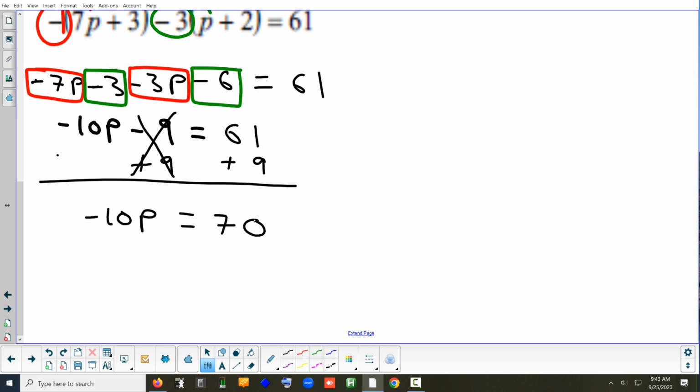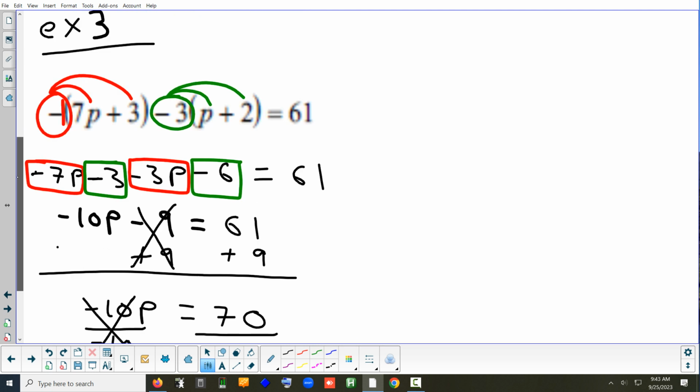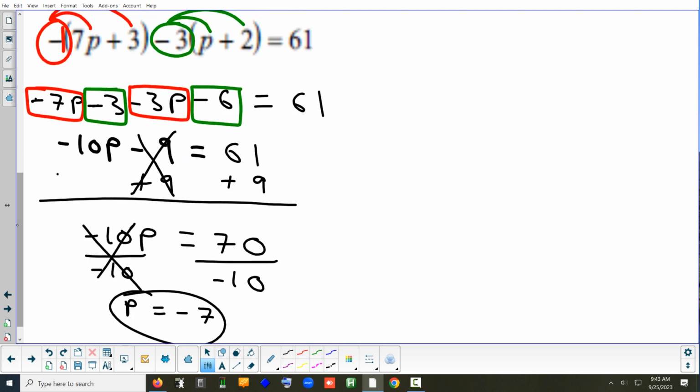Multiply and divide. Do we have any multiply or divide? Divide, yep. And what would we divide each side by to get rid of them? Negative 10. And that's gone. And then 70 divided by negative 10. And that's negative 7. And what's that equal to? P. Yeah, so p equals negative 7. Again, looks a little more complicated, but if you break it down step by step and you just follow those steps, it really can make any problem that looks complicated a lot simpler to work through.